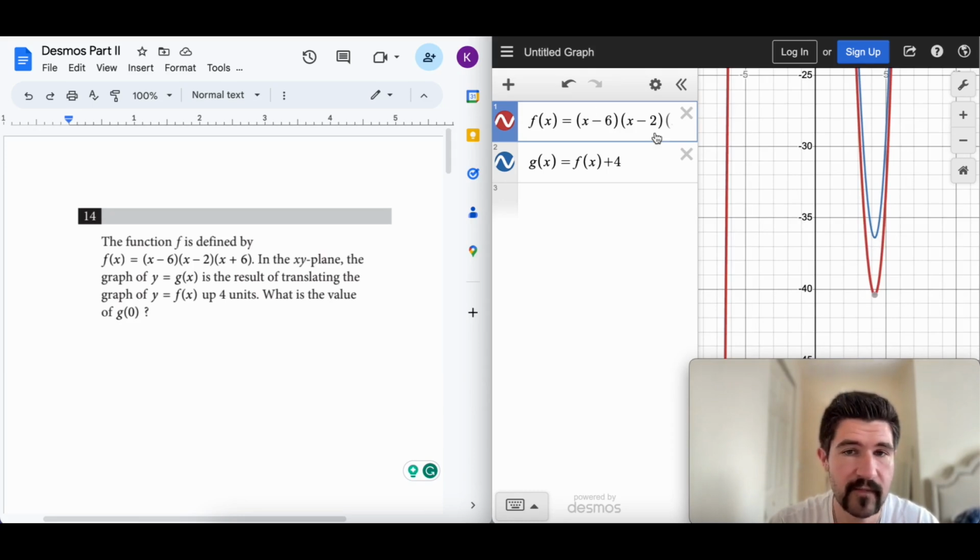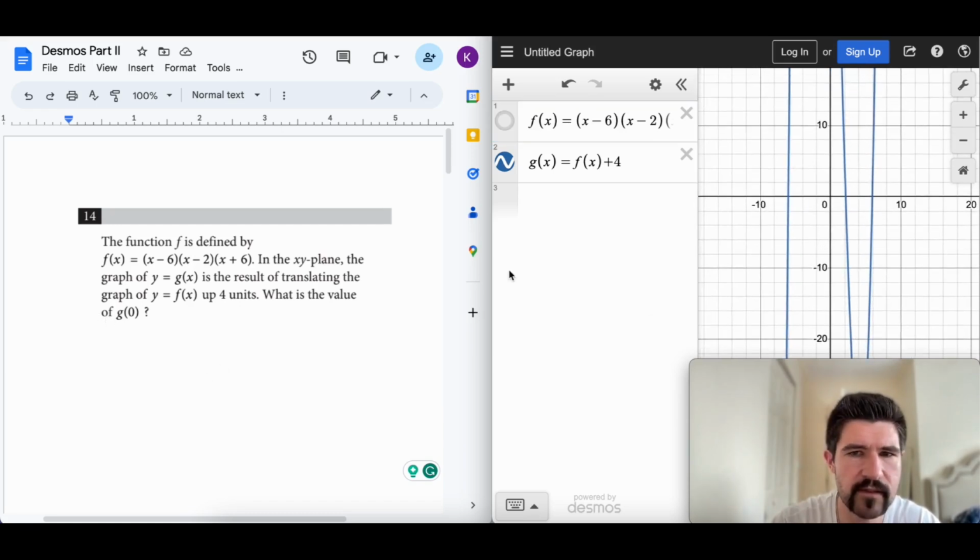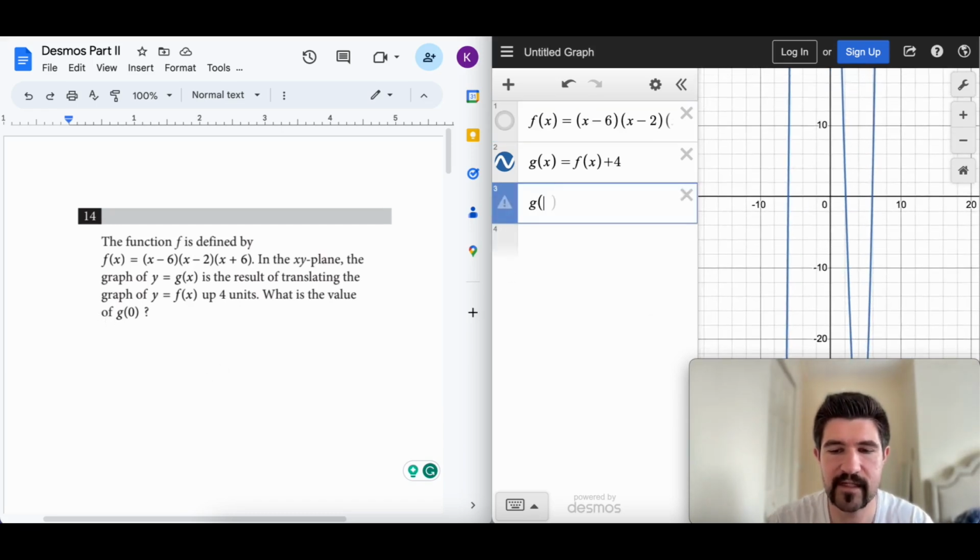Okay, so that's g of x. So now I could actually hide f so as to not let it confuse us. I could tap this button and it'll hide it. I don't want to delete it because g of x depends on f of x in order to get it graphed, right? But that's g of x, and it says, what's the value of g of 0? Watch what I could do. I could literally just say g of 0 equals, boom. Desmos tells us it's 76.